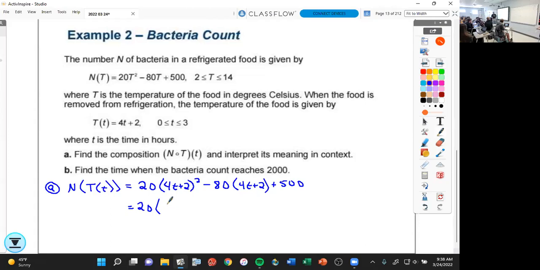We can't distribute yet. 16t squared. Outside times outside. 8t. Inside times inside. 8t and 8t. 16t. Last times last.